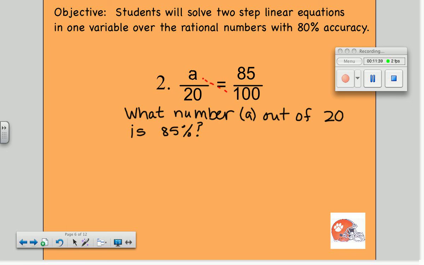Cross multiply 100 times A. Cross multiply 20 times 85. 100 times A is 100A. 20 times 85 is 1,700.